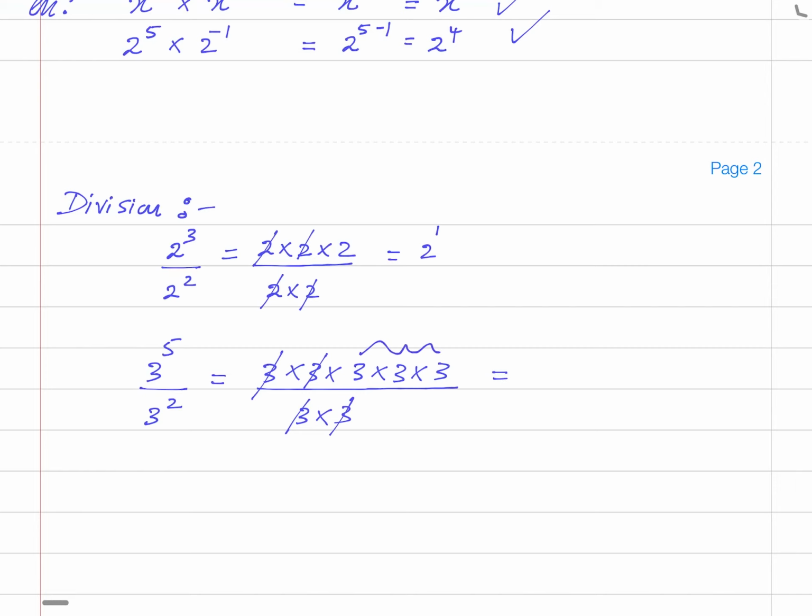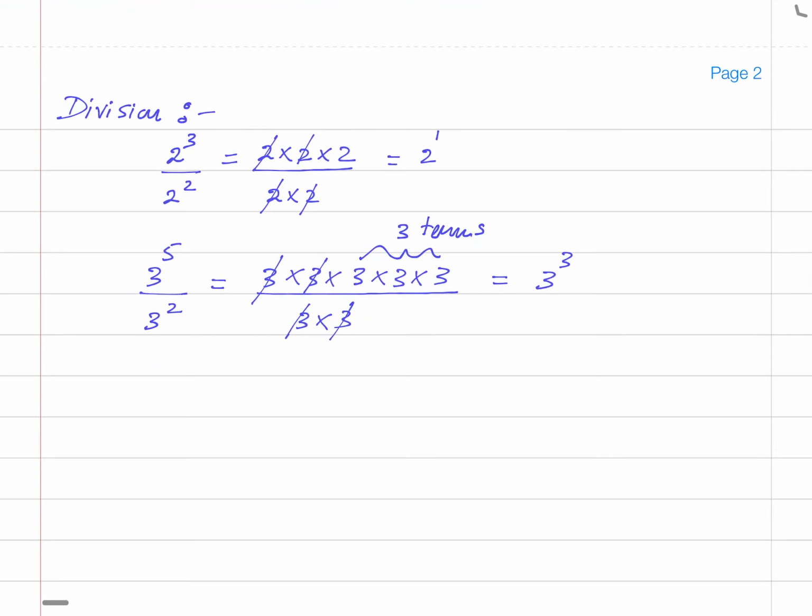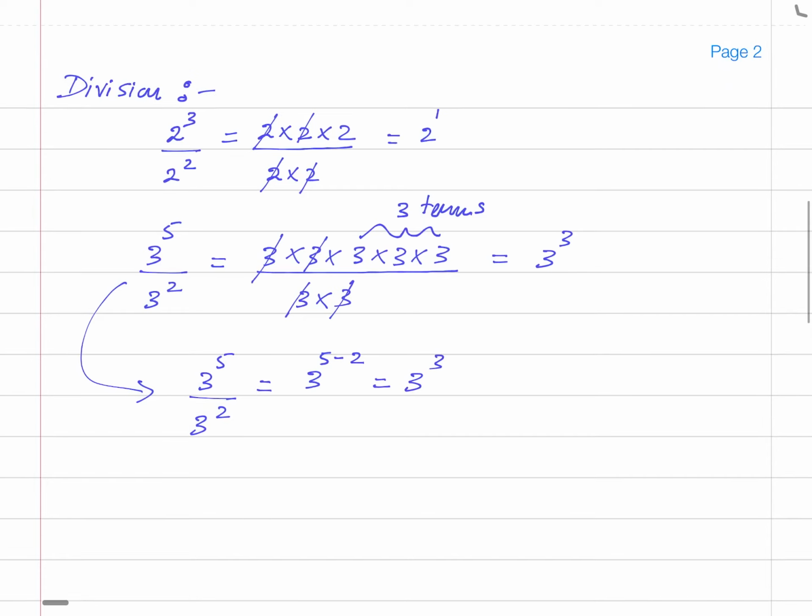Now, how many 3's left? 3 times. So you can write it as 3 to the power 3. Now, if you carefully look into this example, you can see a pattern. Same base, different powers. If you have the same base, different powers dividing each other, you can subtract the powers, which means 5 minus 2 over here. So you get 3 to the power 3.